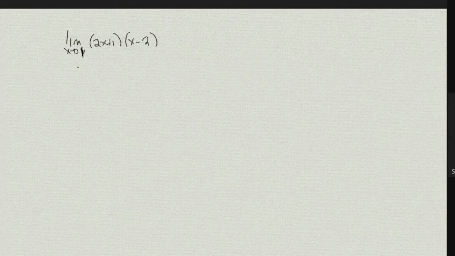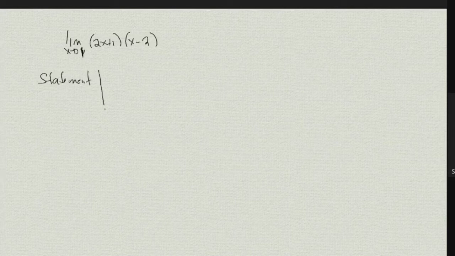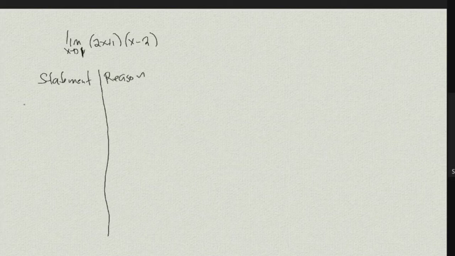Okay? So the limit of (2x minus 2x plus 1) times (x minus 2) as x approaches 1. So statement natin, medyo mahaba ito. Hirap magsulat dito.